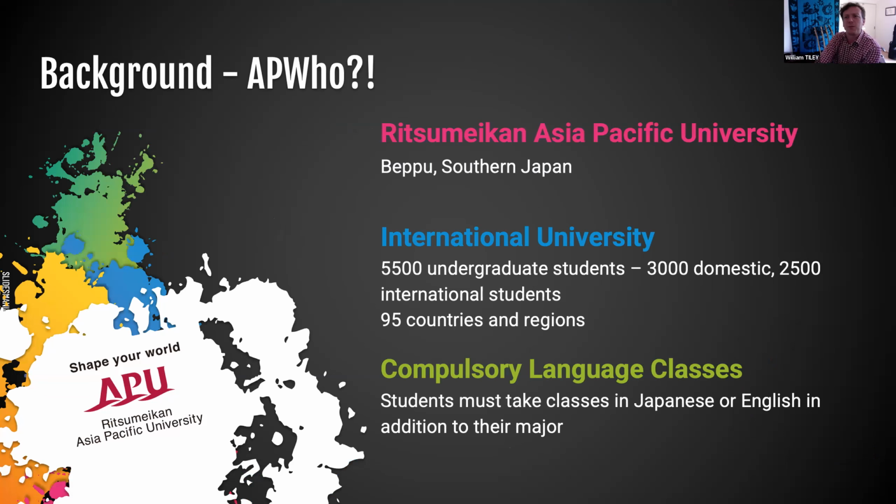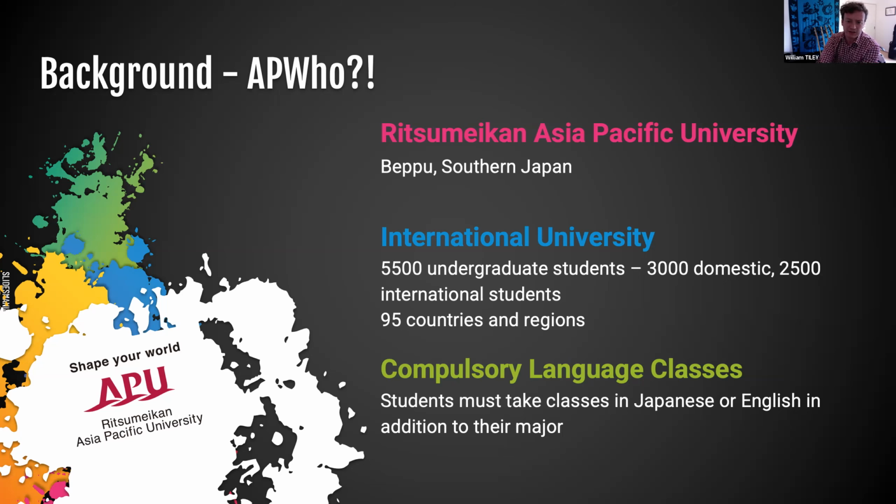Firstly, APU. APU is in Beppu in southern Japan, and it's an international university. So about half of our student body come from outside of Japan, representing 95 countries and regions. In fact, I think within that, a fairly large cohort come from South Korea.